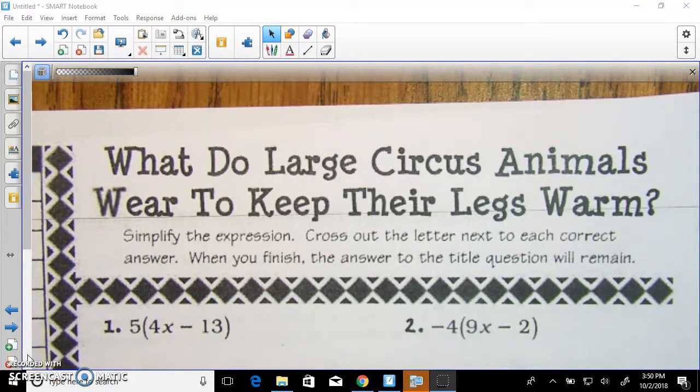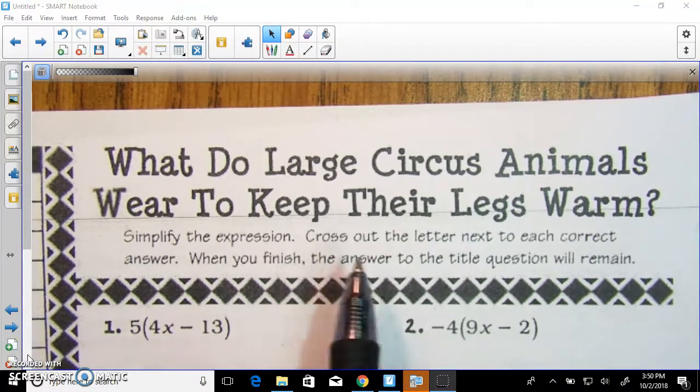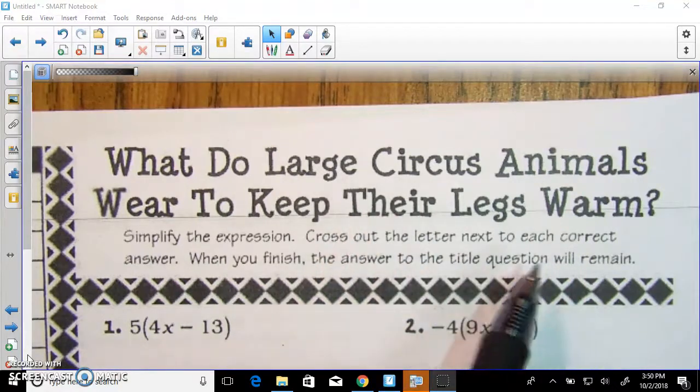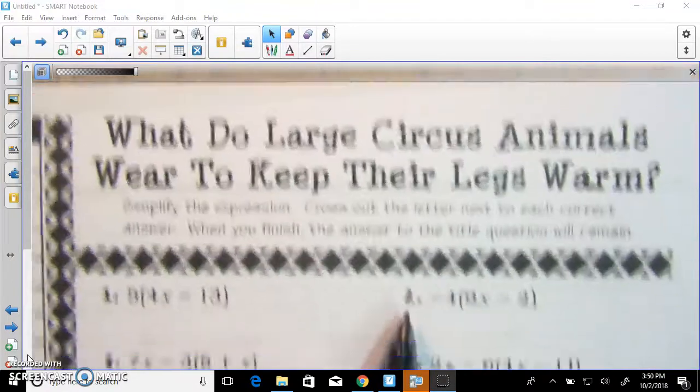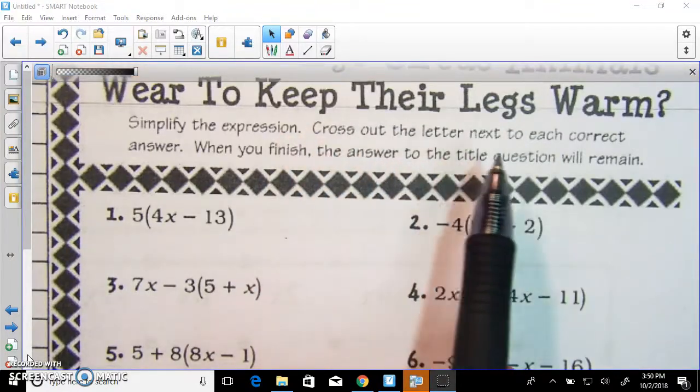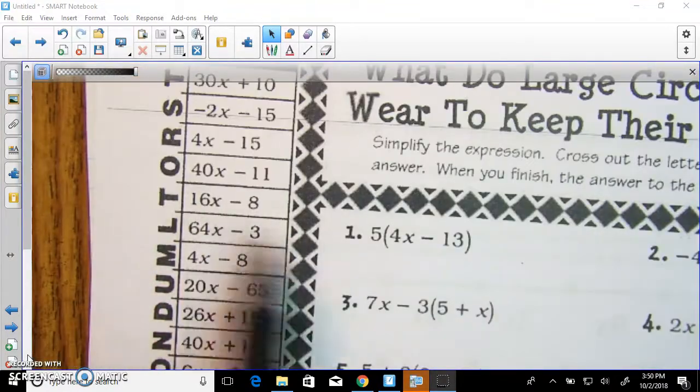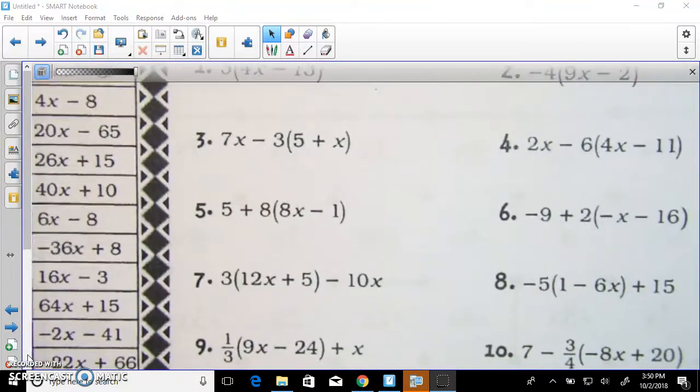All right, so I'm going to go over a few examples from our classwork today. What do large circus animals wear to keep their legs warm? So it's going to be a silly pun. And basically, every time you simplified one of these, you would find the answer on the left side of the document and then cross it out. And then whatever you were left with would leave you the letters to find your silly answer.